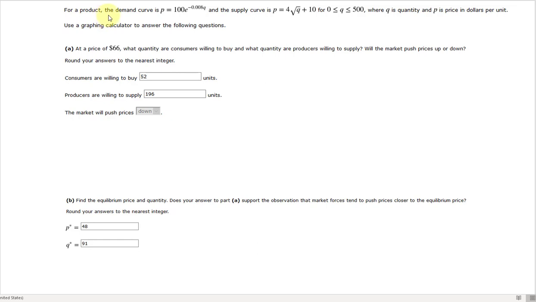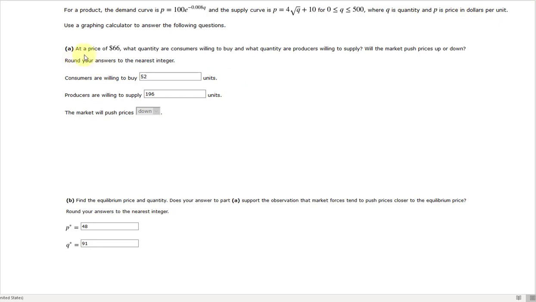For a product, the demand curve is given as P equals 100 e to the minus 0.008 Q, and the supply curve is given as P equals 4 square root of Q plus 10, and this is valid for Q between 0 and 500. We know that Q is the quantity and P is the price in dollars per unit.